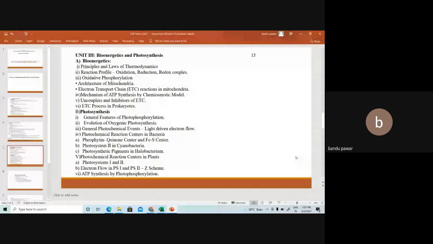Light driven electron flow, photochemical reaction center in bacteria, pheophytin, photosystem 2, photosystem 1, photosystem 2, zigzag scheme, that is also the Z scheme. Non-cyclic photophosphorylation is also important. ATP synthesis by photophosphorylation, how many ATP are invested and how many ATP are harvested is also important in that unit.